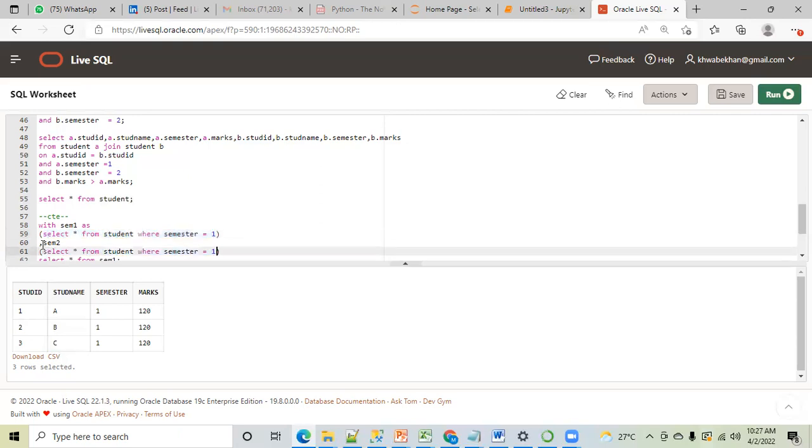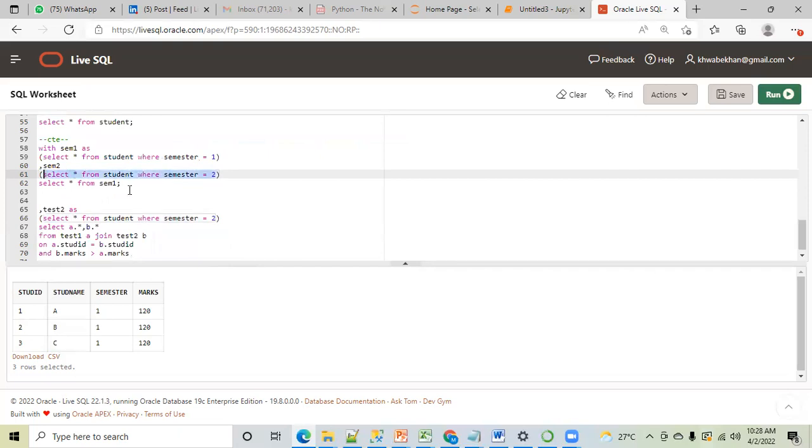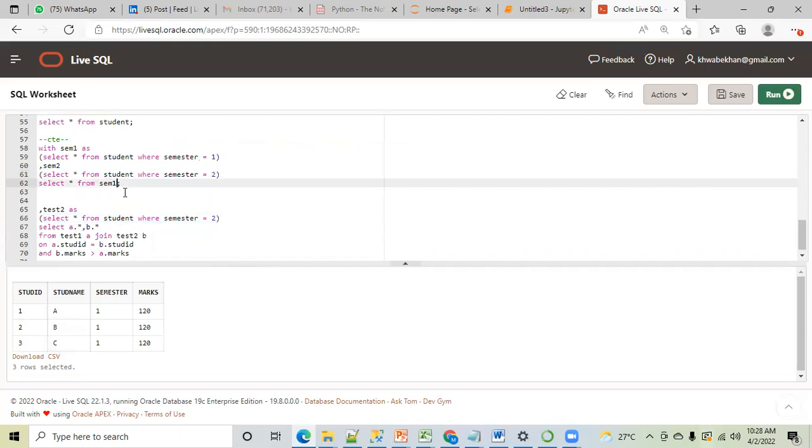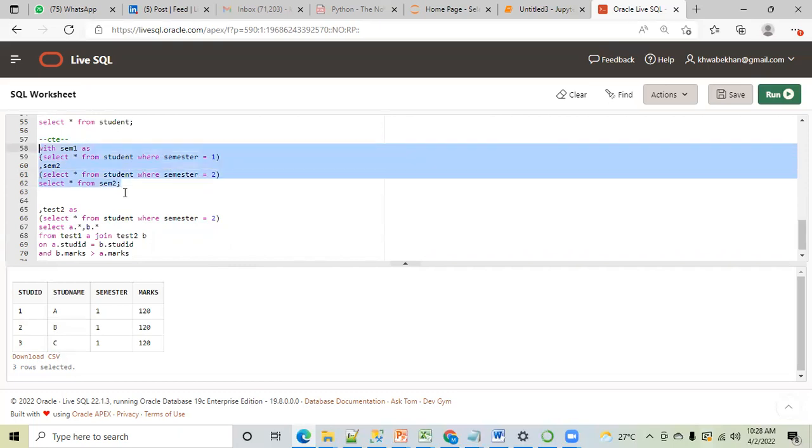Now again, I have written something. What is this SEM2? Semester 2. What is this SEM2, guys? Semester 2 table, marks. Temporary table. And this will be having the output of which query? Semester 2 one. Correct? Again, I'm telling, don't think about why I'm doing all those things. Just understand what I'm doing. I'm running this query now.